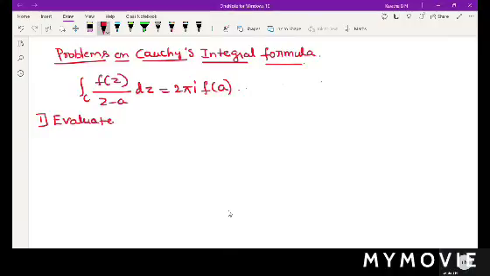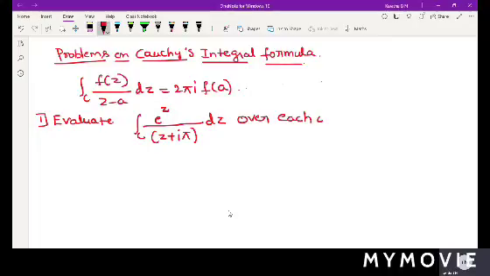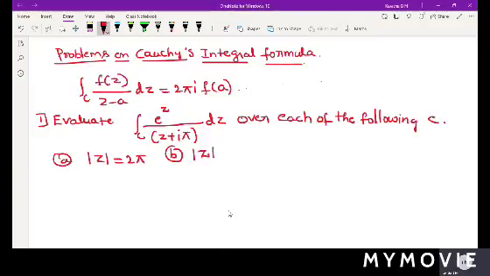Evaluate the integral over C of e to the power of z divided by z plus i pi, dz, over each of the following C. The conditions given are: A, modulus of z is equal to 2 pi; B, modulus of z is equal to pi by 2; and third, modulus of z minus 1 is equal to 1.